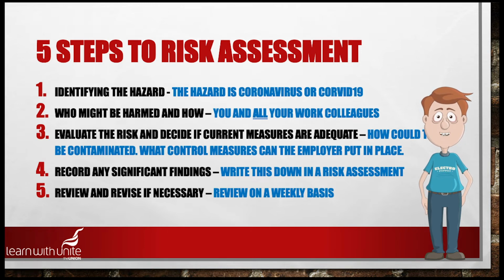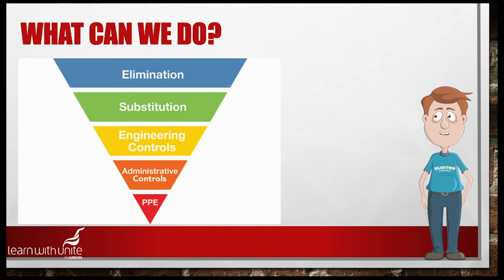As with all risk assessments, we have a hierarchy of control measures we can use. These begin with elimination, substitution, engineering controls, administrative controls, and finally, the last resort is PPE.